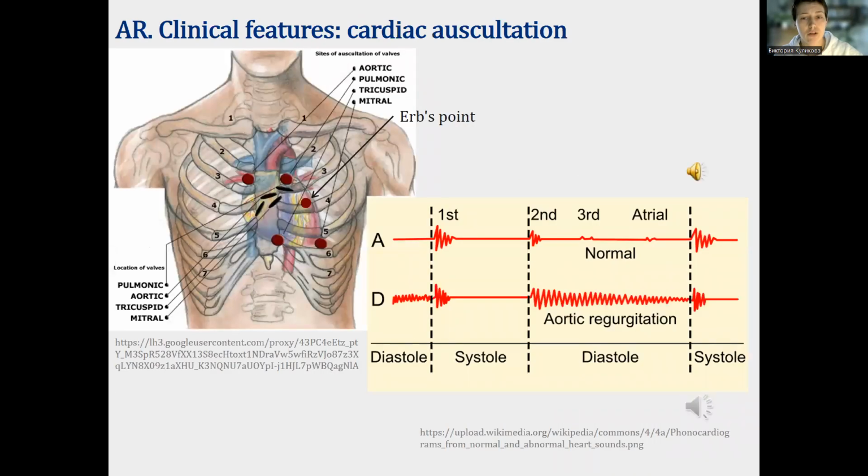On auscultation, the typical murmur of aortic regurgitation is a soft, early diastolic murmur heard best in the third intercostal space on the left, Erb's point. Please hear the normal heart sounds and the aortic regurgitation murmur.